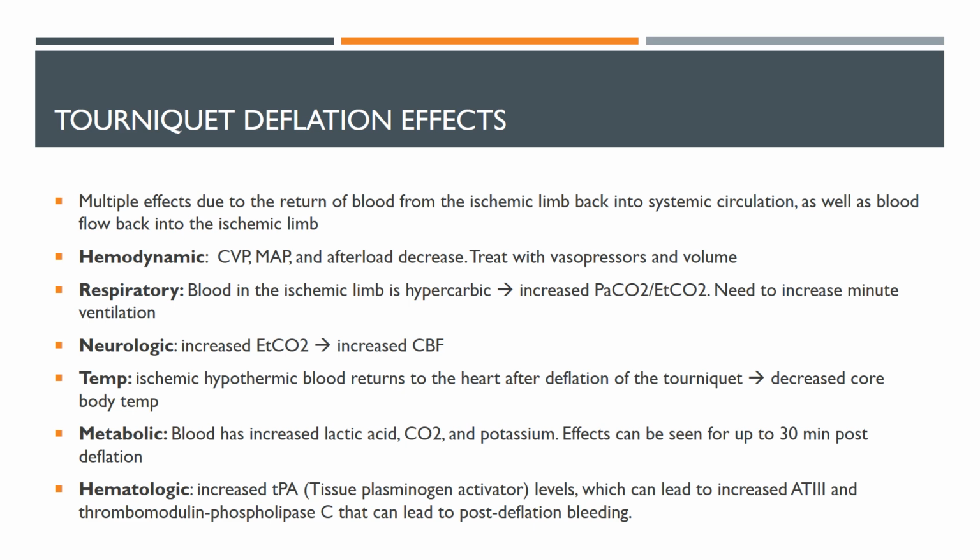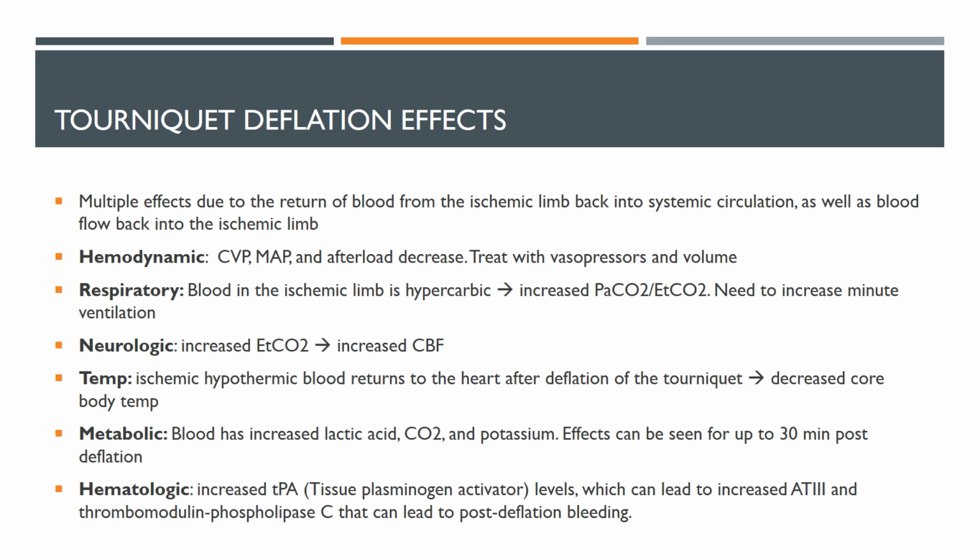So tourniquet deflation can affect our hemodynamic parameters, our respiratory system, our neuro system, our temperature, our metabolic system, and our heme. Hemodynamically, your CVP, MAP, and afterload all decrease. You would treat that with vasopressors and volume. Respiratory-wise, blood in your ischemic limb is hypercarbic, so that will lead to an increase in your PaCO2 and your end-tidal CO2. You would treat this by increasing your minute ventilation.